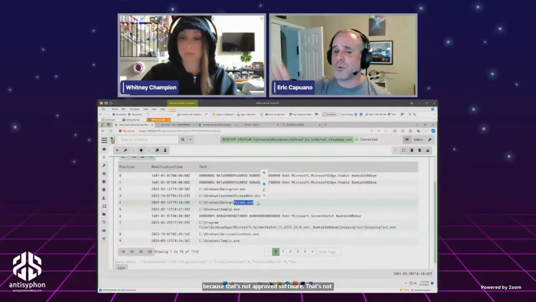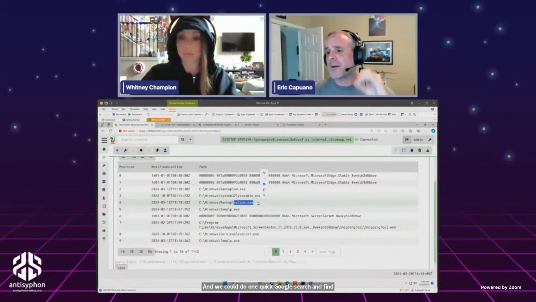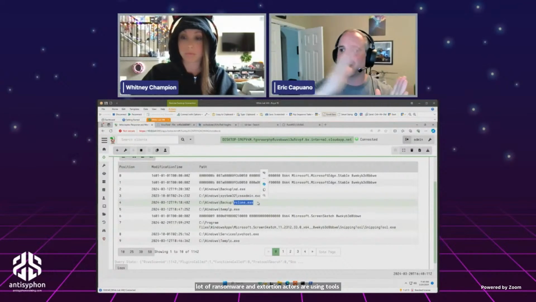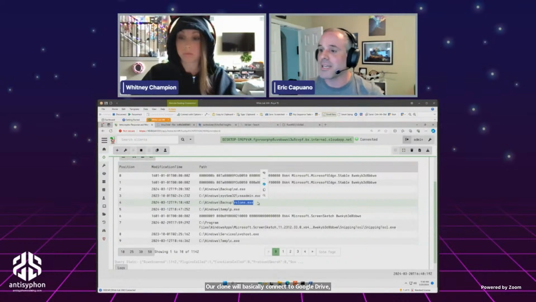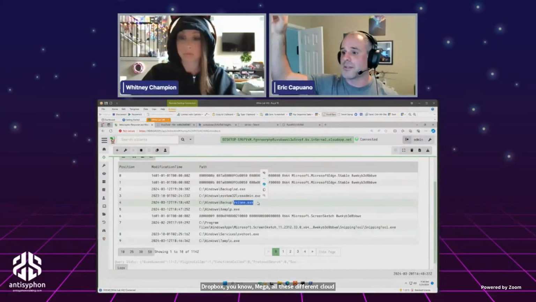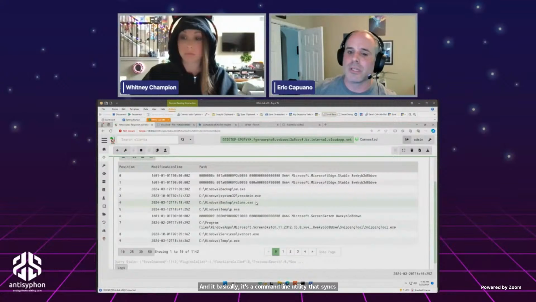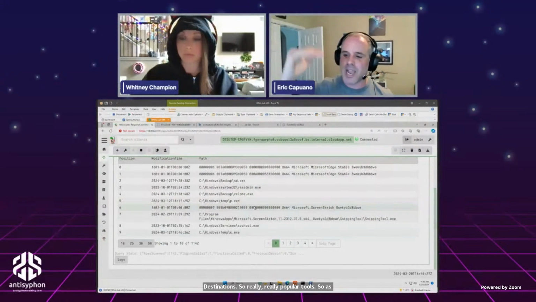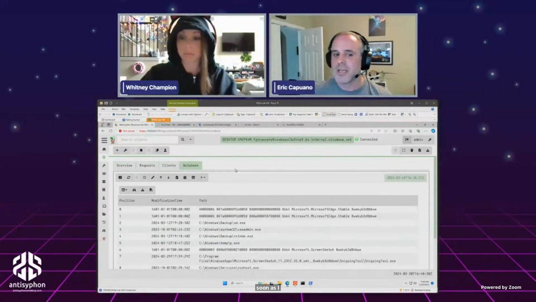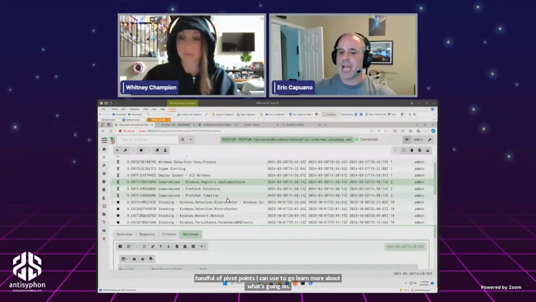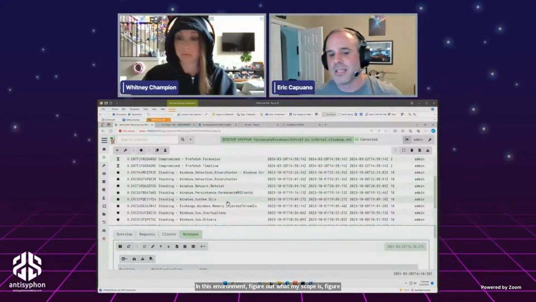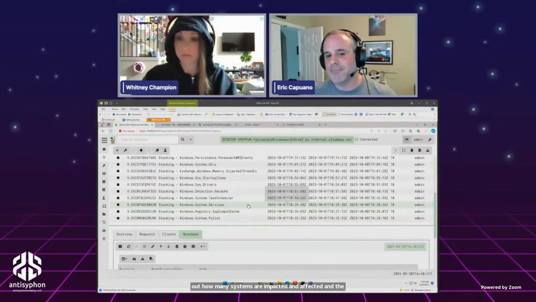And we could do one quick Google search and find that a lot of ransomware and extortion actors are using tools like rclone right now, because it's basically this multi-cloud backup tool. rclone will basically connect to Google Drive, Dropbox, Mega, all these different cloud providers. And it's a command line utility that syncs files to any one of those cloud destinations. So really, really popular tool. So as soon as I learn about these things, folks, I've got a handful of pivot points I can use to go learn more about what's going on in this environment, figure out what my scope is, figure out how many systems are impacted and affected, and the list goes on. But let's see.